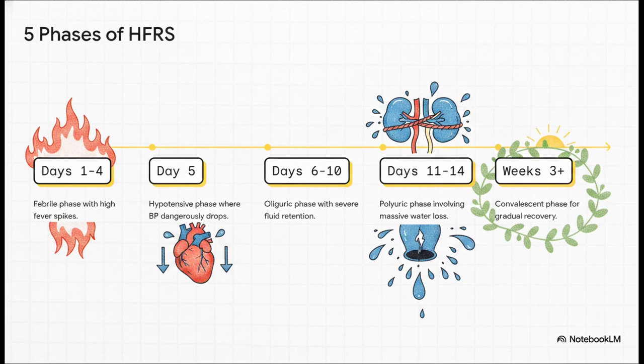Next up is the oliguric phase, where the struggling kidneys shut down and retain fluid. If the patient survives that, the body severely overcorrects in the polyuric phase, leading to massive rapid water loss, before finally slowly entering the convalescent recovery phase.